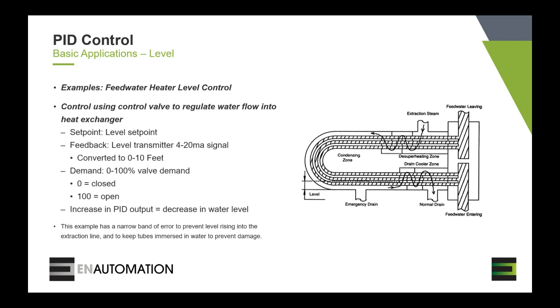So this has a really narrow band of error. So in this example, you really need to focus on keeping it right at that exact level, because if your level rises too much, it'll rise into the extraction line. Otherwise, if it's too low, your tubes will not be fully immersed. So this is one that probably a lot of fine tuning at the level would be required, as opposed to some of the other examples.